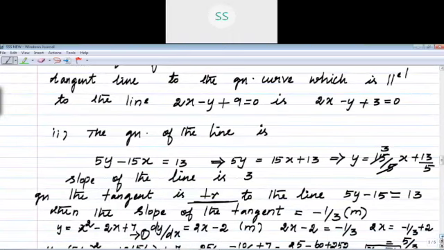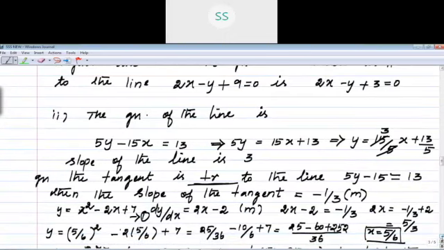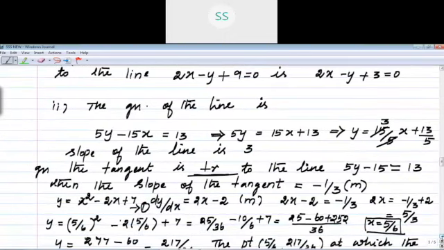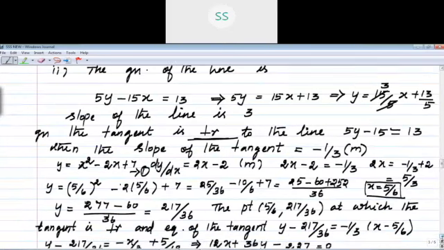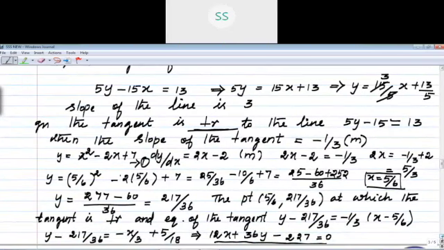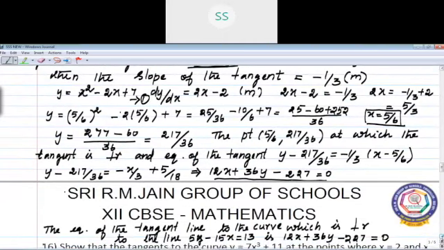Here you are equating dy/dx, you got it as 2x - 2, that is your slope. Here your slope is -1/3. Equate and you arrived at the result x = 5/6, y = 217/36. Then the tangent is perpendicular and the equation of the tangent, you arrived at 12x + 36y - 227 = 0, right? This is the equation of the tangent line to the curve which is perpendicular to the given line 5y - 15x = 13, the result is 12x + 36y - 227 = 0.